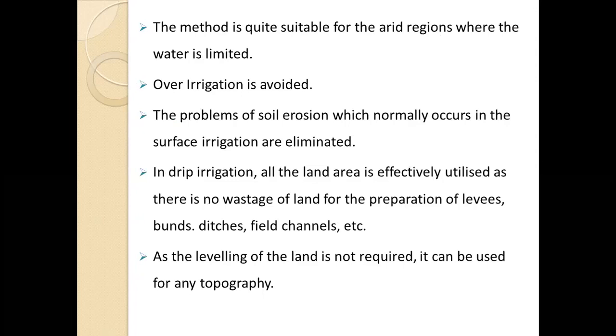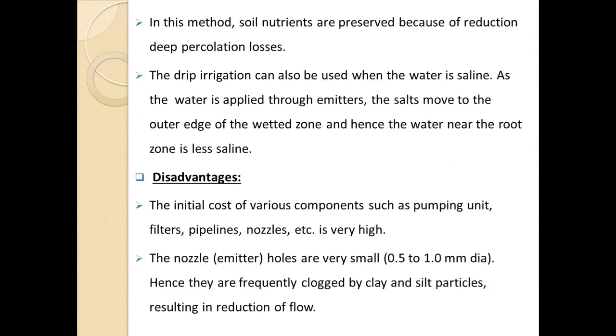In drip irrigation, all the land area is effectively utilized, as there is no wastage of land for the preparation of levees, bunds, ditches, field channels, etc. As leveling of the land is not required, it can be used for any topography. In this method, soil nutrients are preserved because of reduced deep percolation losses. Drip irrigation can also be used when the water is saline. As the water is applied through emitters, the salts move to the outer edge of the wetted zone. Hence, the water near the root zone is less saline.